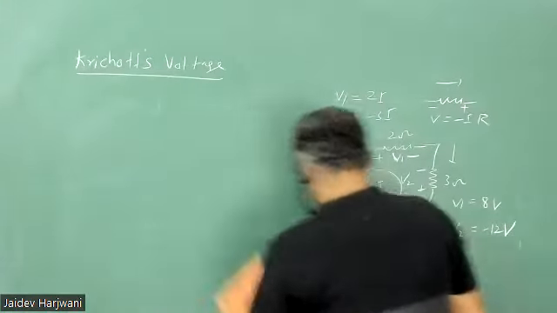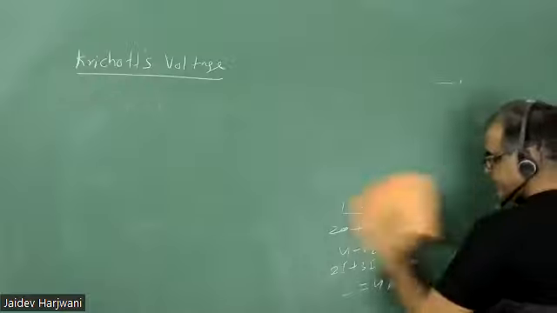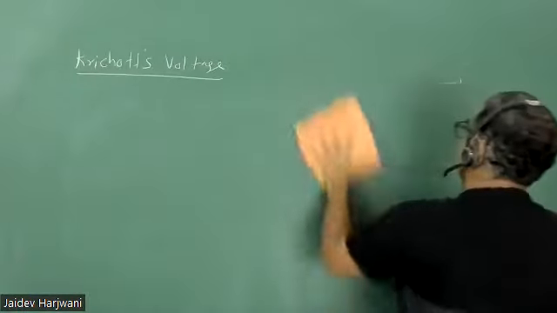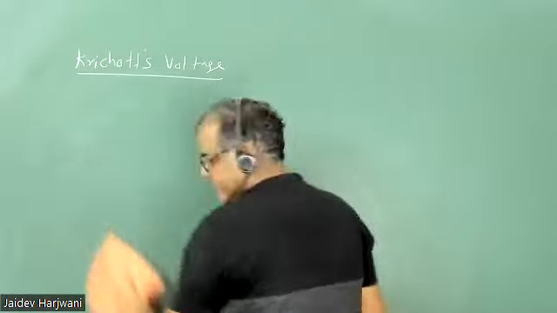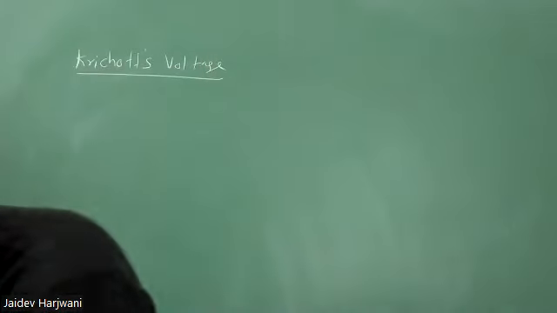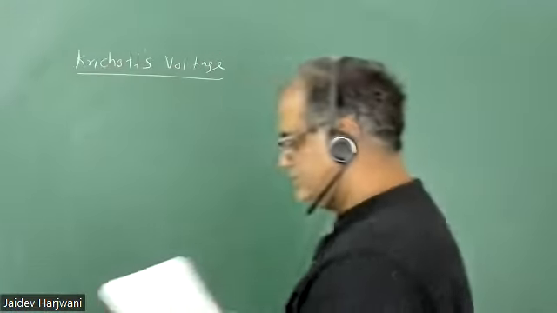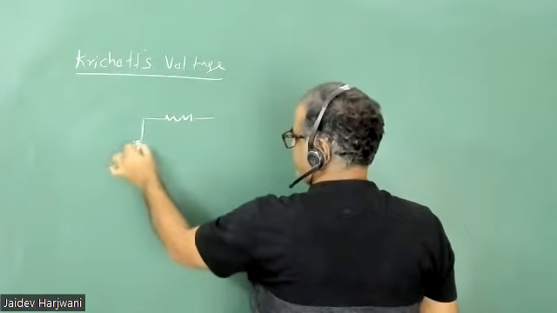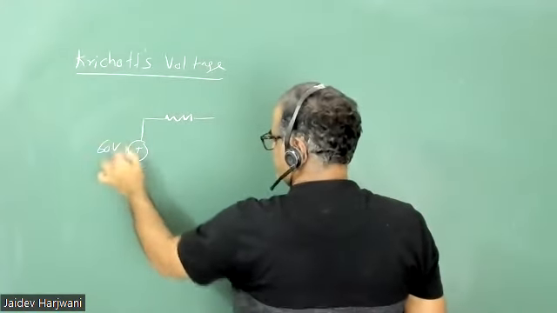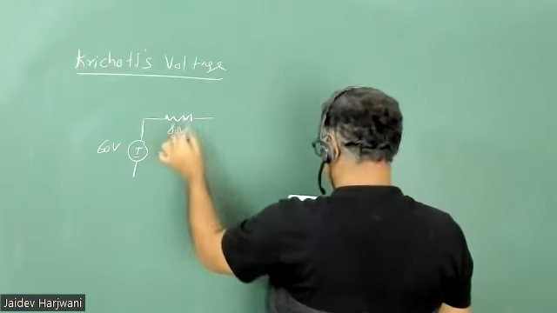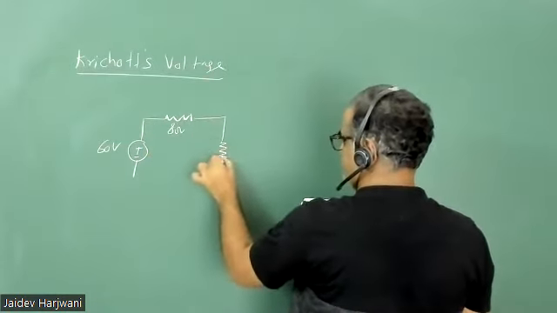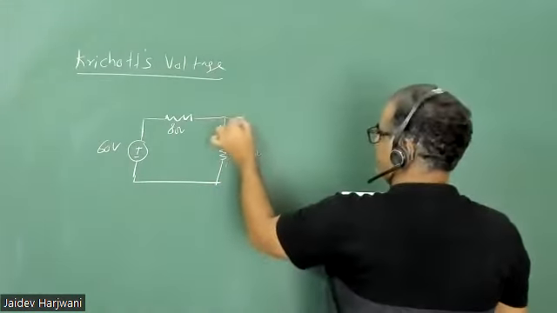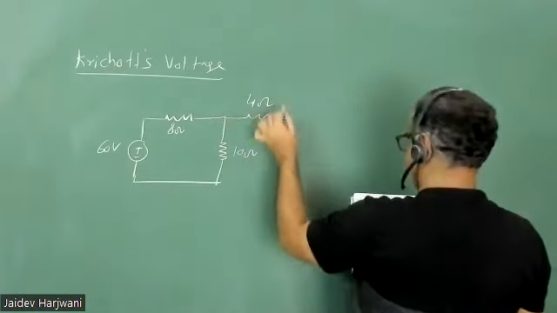Now let us solve a problem of higher complexity. I have been given this plus minus 60 volt. This is your 8 ohm. This is your 10 ohm. This is your 4 ohm.